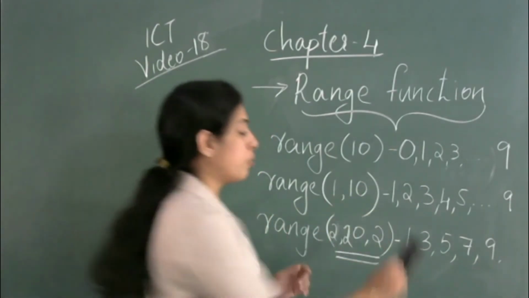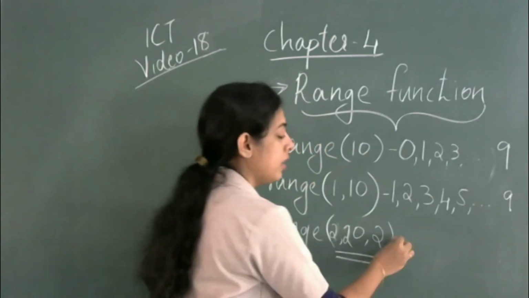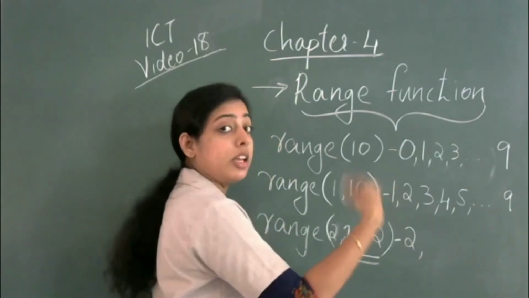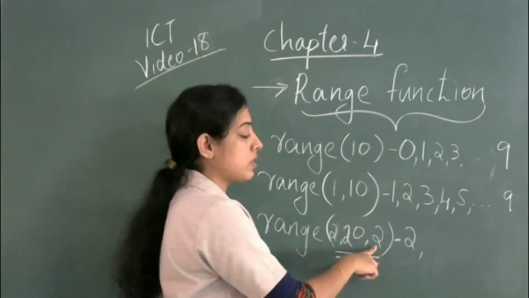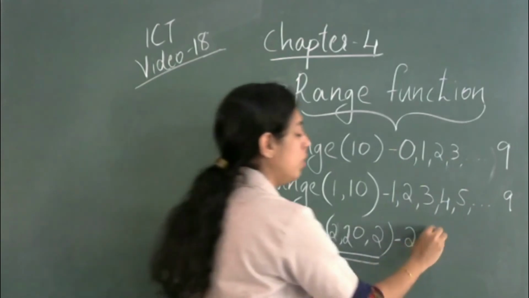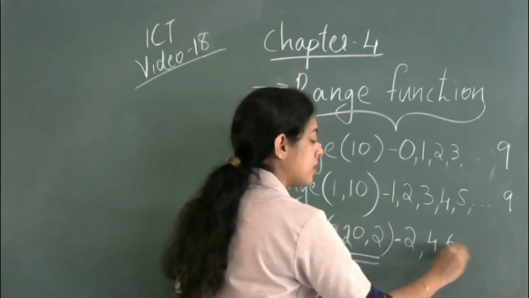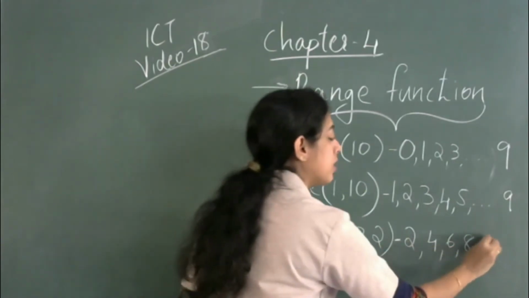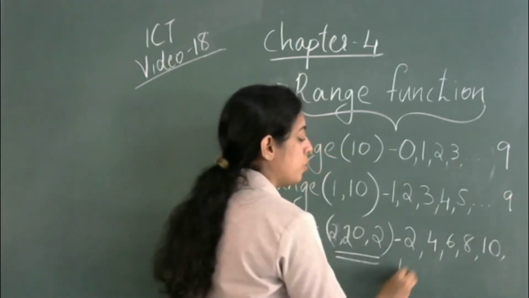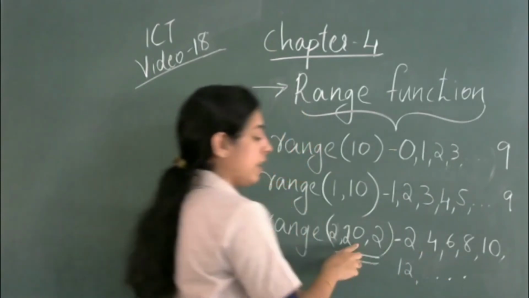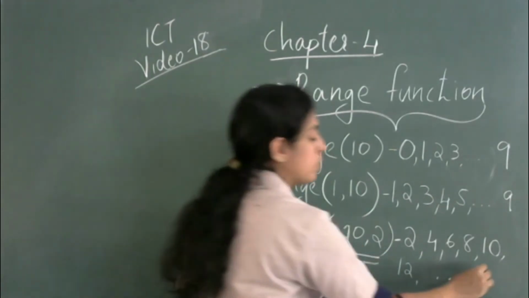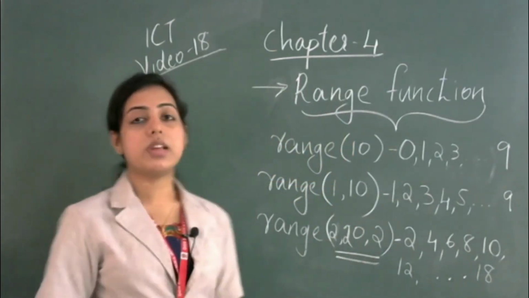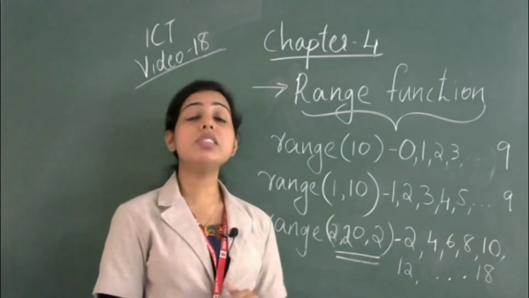So what will be our output? Our output will start with value 2. Again the increment is 2, so 4, 6, 8, because the increment condition is 2. Then 10, then 12, like that up to the less than condition of 20. So it will stop when it reaches 18. Okay, so like this, three different range functions are there.